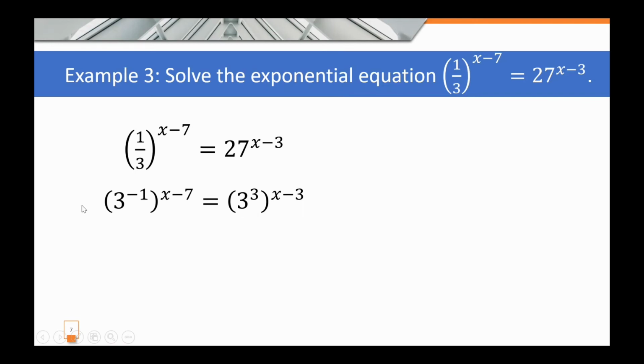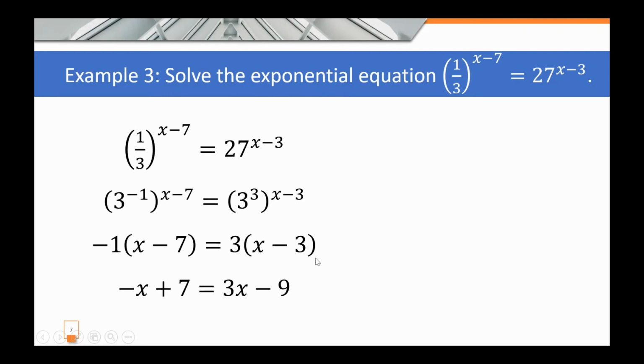So now you can bring down the exponents on the left side and on the right side. We have here negative 1 multiplied to this quantity, x minus 7, that is equal to 3 multiplied to the quantity, x minus 3. Let us simplify. Negative 1 times x is negative x. Negative 1 times negative 7 is positive 7. That is equal to 3 times x is 3x. 3 times negative 3 is negative 9.